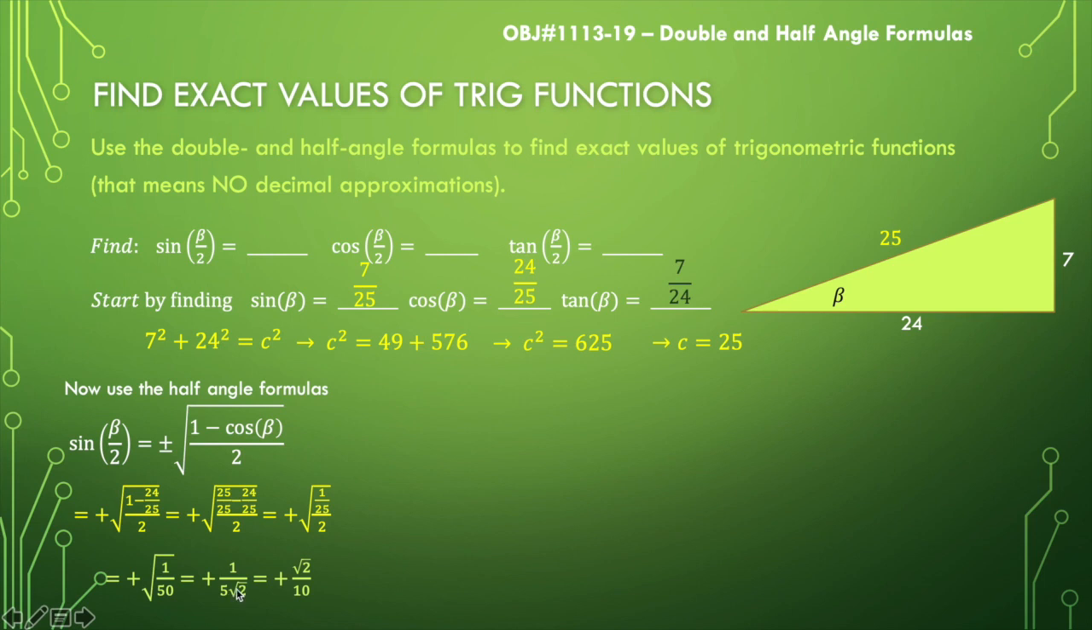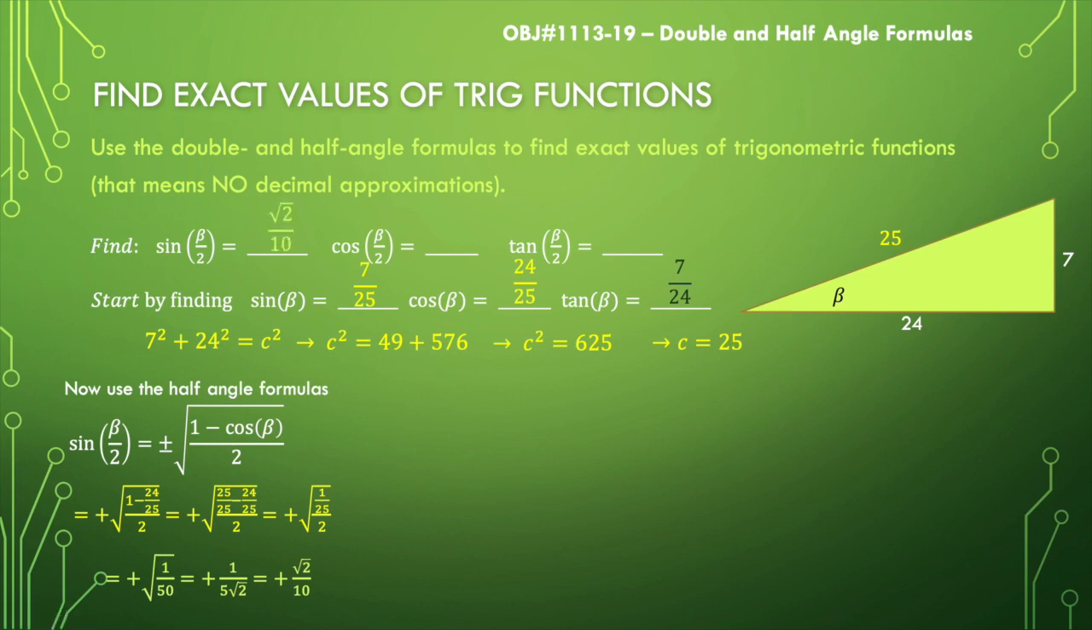And then I can actually rationalize this by multiplying by the square root of 2 over the square root of 2. And that would give me the square root of 2 over 5 times the square root of 2 times the square root of 2, which is the same as 5 times 2, which is 10. So our sine of beta over 2 is going to end up being the square root of 2 over 10.